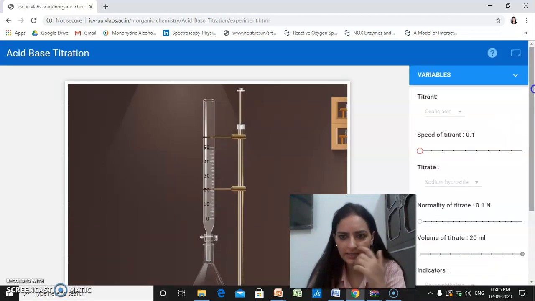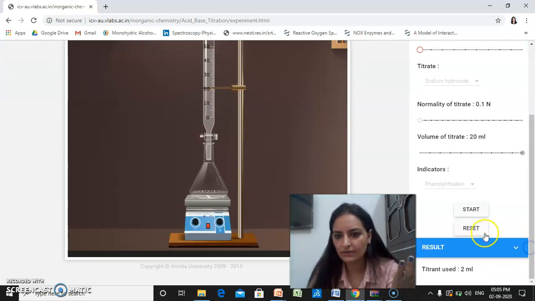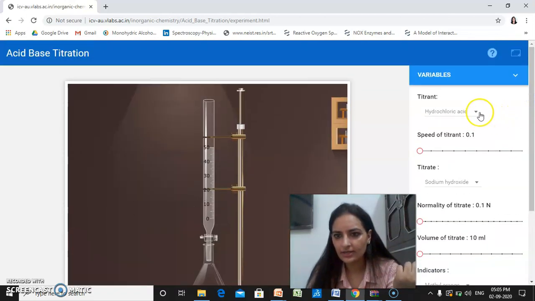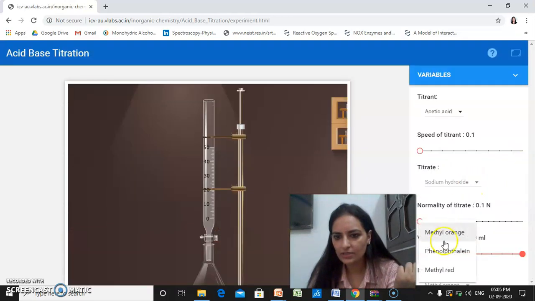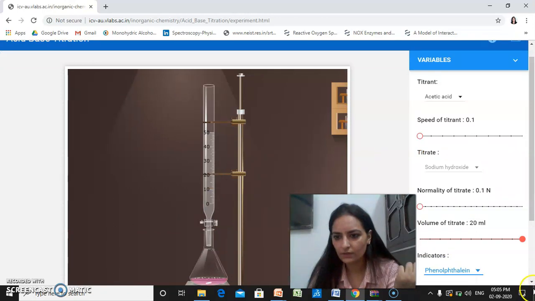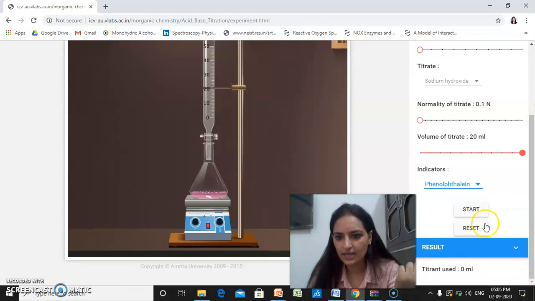For the second reading, I'm going to change my variables. I'm resetting my variables. The titrant which I'm going to use is now acetic acid. Again, the titrate will remain the same, and the solution which I'm going to pipette out will again be 20 ml, and the indicator which I'm going to use will be phenolphthalein again. Let's start our second titration.